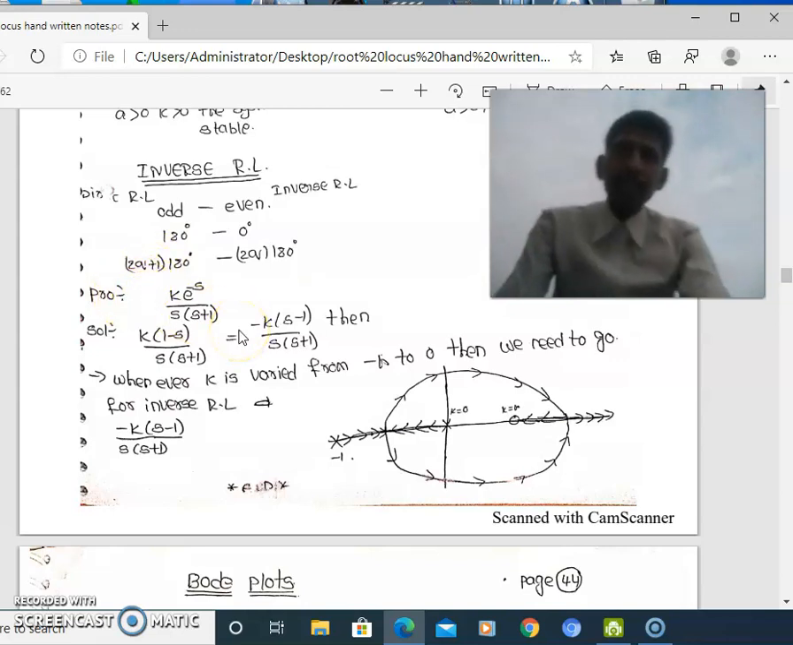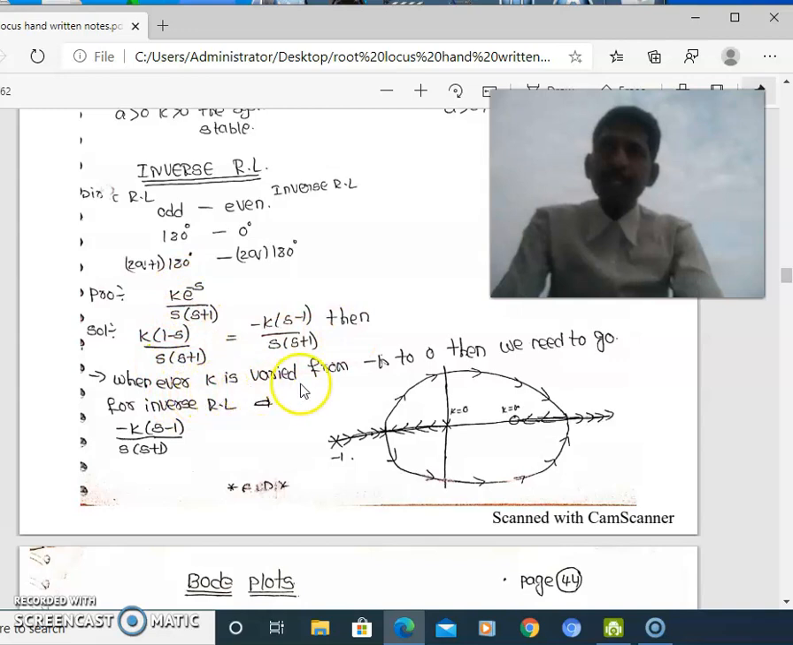Now let me draw the inverse root locus for this problem. This is the problem, and this can be written as like this. Whenever k is varied from minus infinity to 0, then we need to go for inverse root locus. In the root locus, the k value will be varied from 0 to infinity, whereas in inverse root locus, the k value will be varied from minus infinity to 0. This is the main difference.